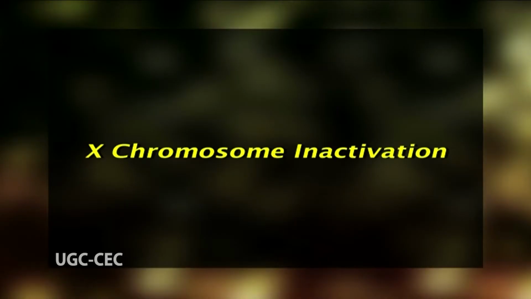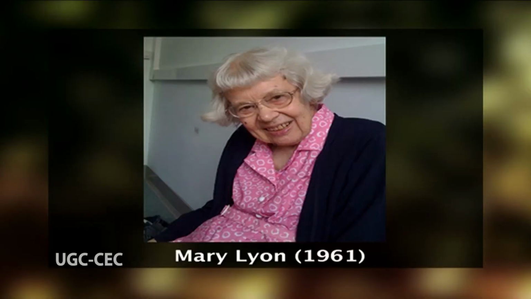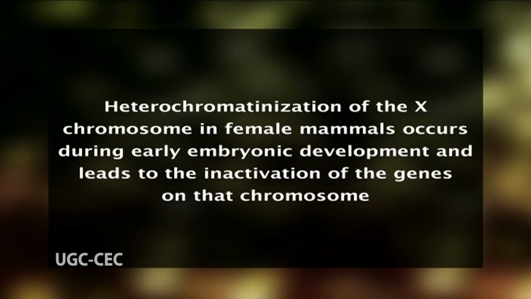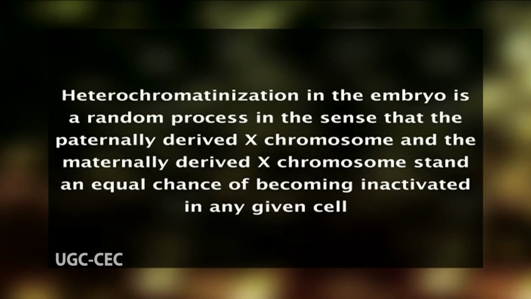X chromosome inactivation. Based on her studies of the inheritance of coat color in mice, the British geneticist Mary Lyon proposed the following in 1961. Heterochromatinization of the X chromosome in female mammals occurs during early embryonic development and leads to inactivation of the genes on that chromosome. And heterochromatinization in the embryo is a random process in the sense that the paternally derived X chromosome and the maternally derived X chromosome stand an equal chance of becoming inactivated in any given cell.